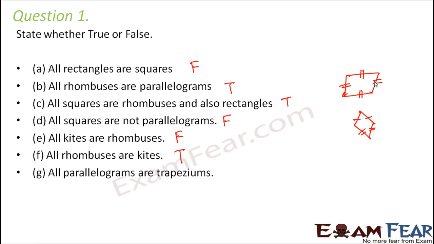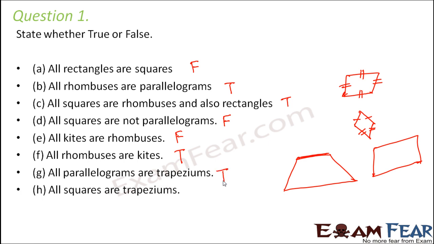All parallelograms are trapeziums. Do you think that is true? Think about it. A trapezium, what does it want? A trapezium wants at least one pair of sides to be parallel. That means one pair of sides should be parallel. Now what about a parallelogram? Does it have one pair of sides parallel? Of course it has. In fact, it has both pairs parallel. So we can say that all parallelograms are trapeziums.